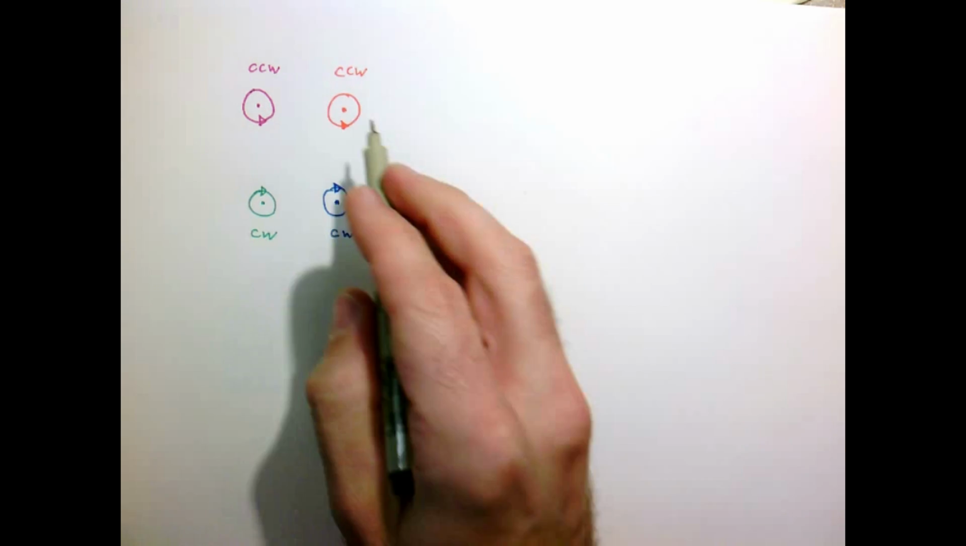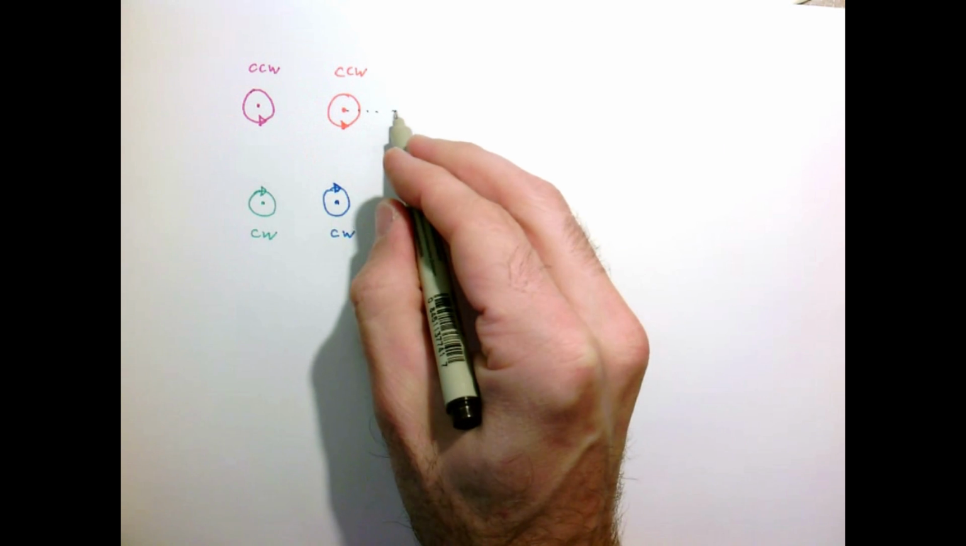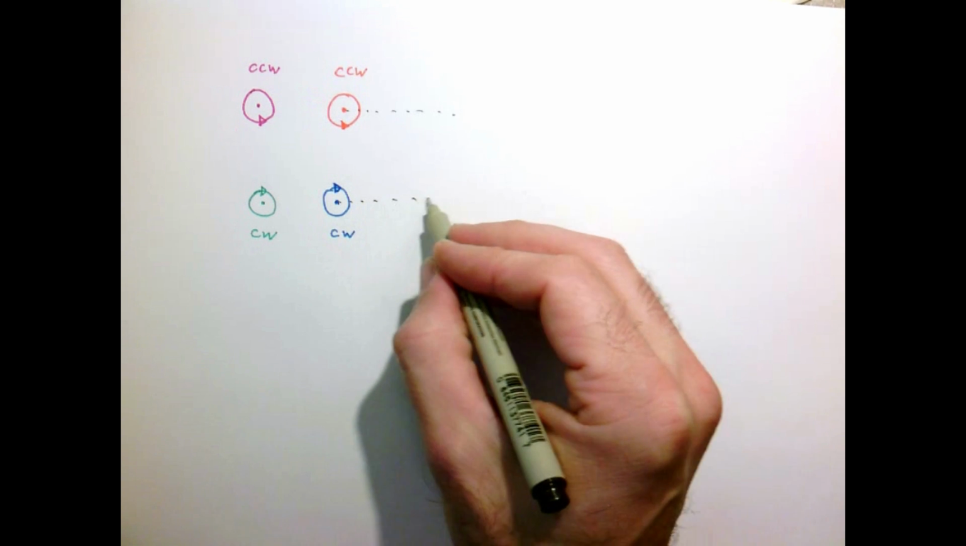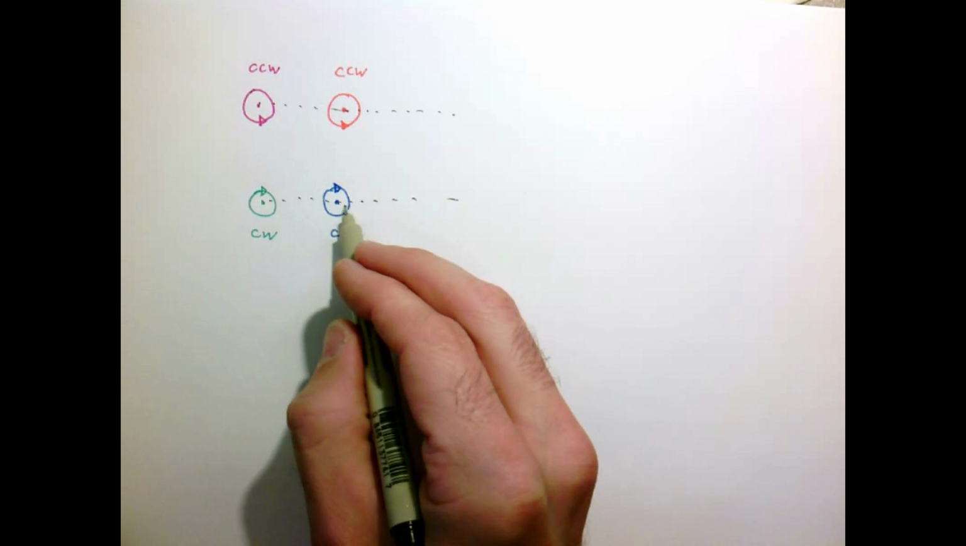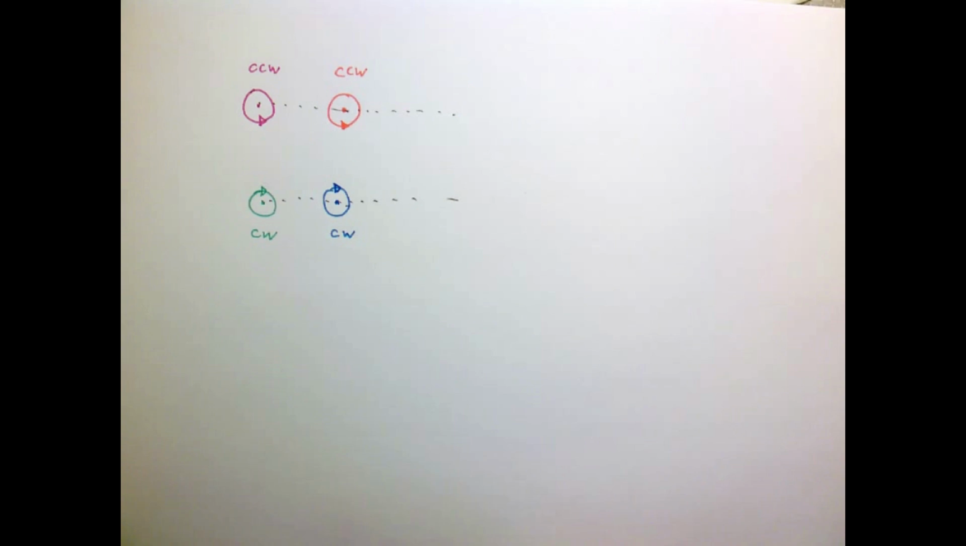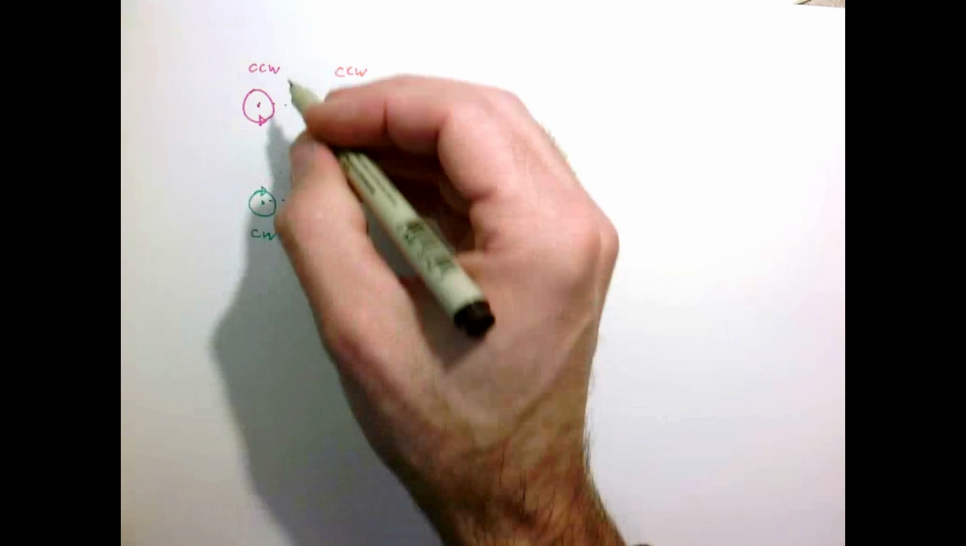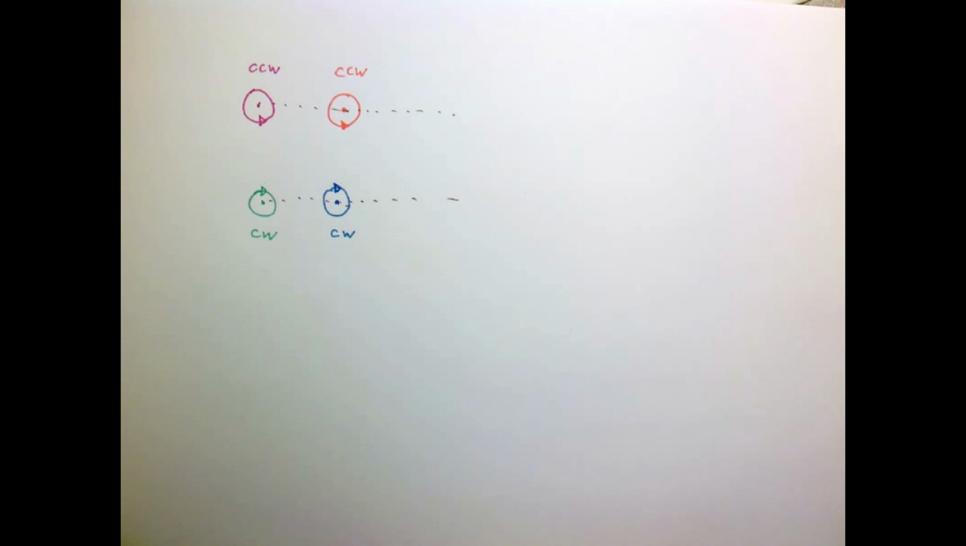So this pair will want to propagate itself along a straight line. This pair will want to propagate itself along a straight line. So if they were really far apart from each other, they would just sort of propagate along straight lines as before. But if they're close to each other, they'll start to interact with each other.